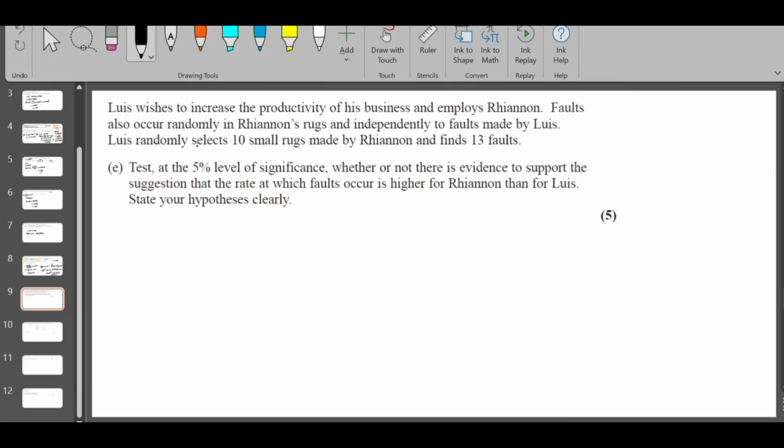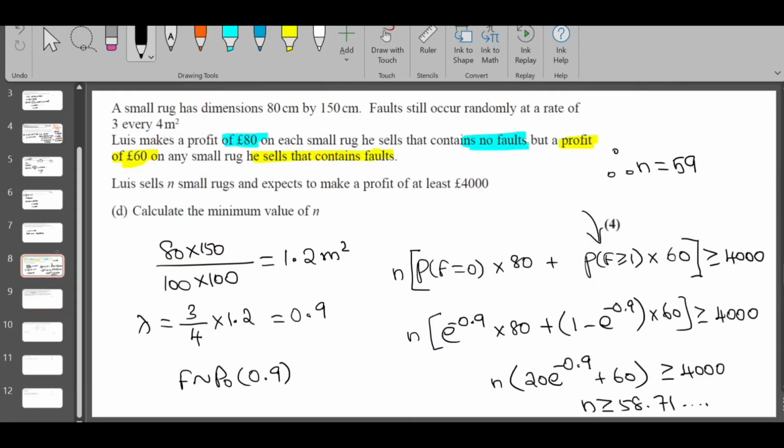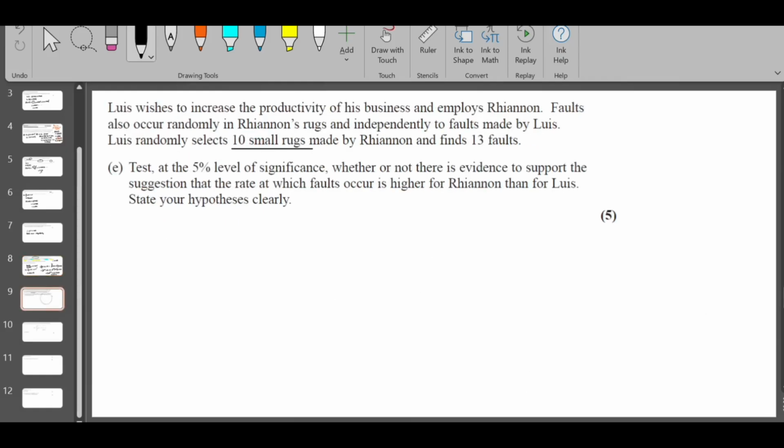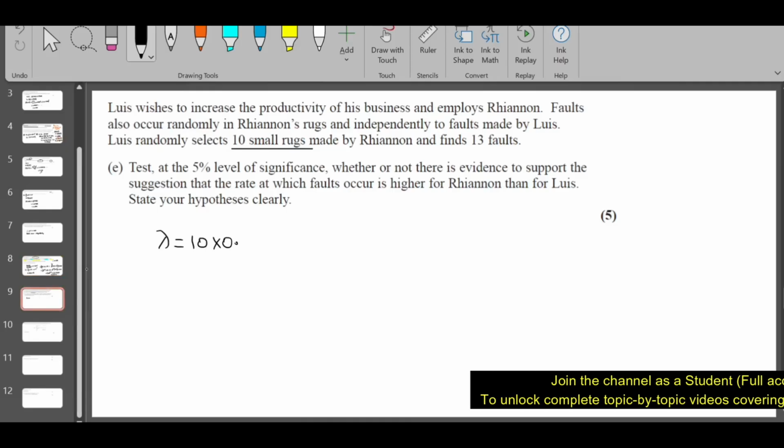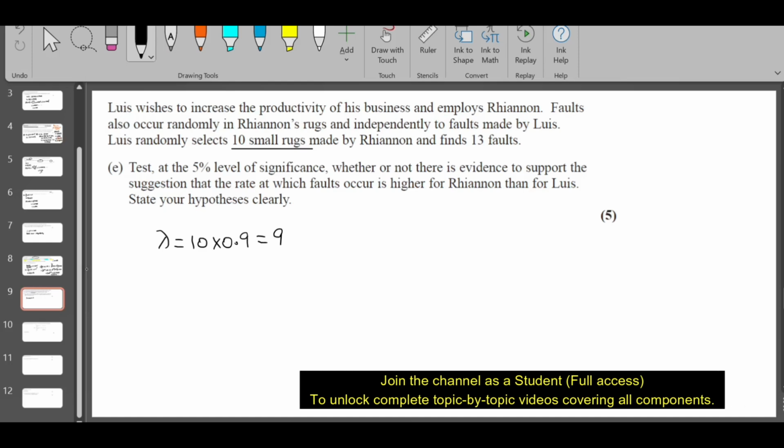Part E now. Louis wishes to increase the productivity of his business and employs Rhiannon. Faults also occur randomly in Rhiannon's rugs and independently to faults made by Louis. Louis randomly selects 10 small rugs. What is a small rug? A rug with this dimension, right? So for that we know lambda is 0.9, right? So they are making 10 small rugs. So lambda is 10 times 0.9. It's going to be 9.